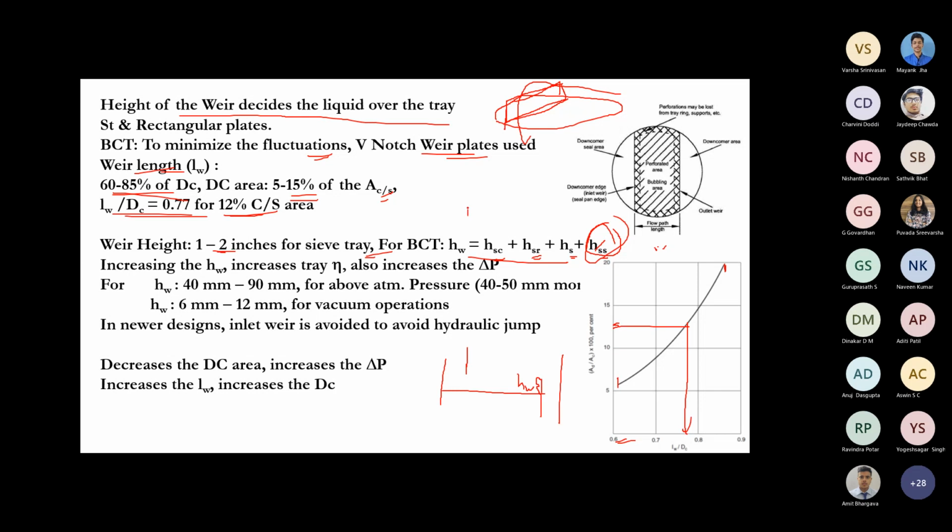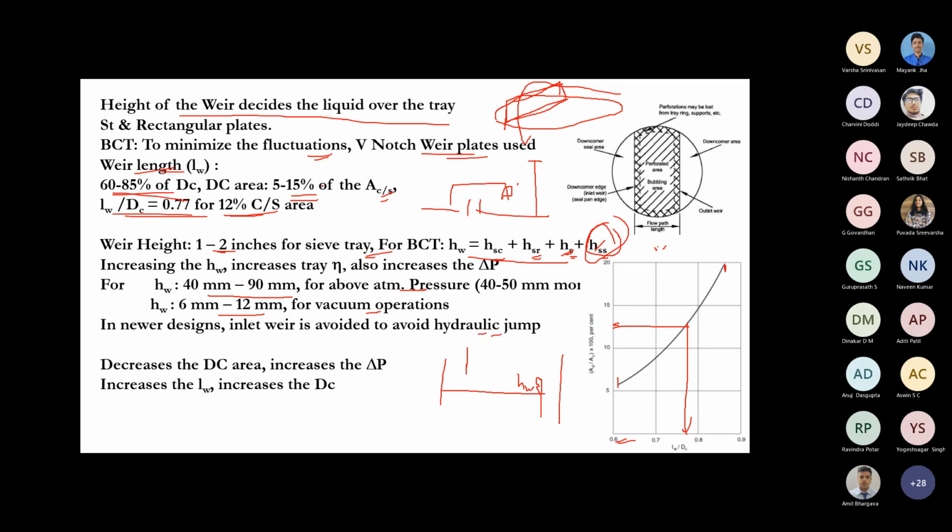So this is your riser, this is your cap, this is your tray deck. This is skirt clearance, this is the slot. So here you have a weir. This is how HW is calculated. HW is 40 mm to 90 mm for above atmospheric pressure, and 6 to 12 mm for vacuum conditions. In the newer designs, they are avoiding the inlet weir to avoid the hydraulic jump.